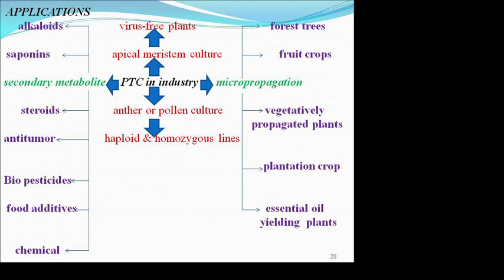Now coming to the applications, you can see plant tissue culture in industry, micropropagation, and secondary metabolites. These secondary metabolites, alkaloids, saponins, steroids, are basically plant molecules, and they are very important from a medicinal point of view. These are the components which are used for different medicines, so you can get a lot of secondary metabolites. Then there is production of anther or pollen culture, haploid and homozygous lines, and vegetatively propagated plants.